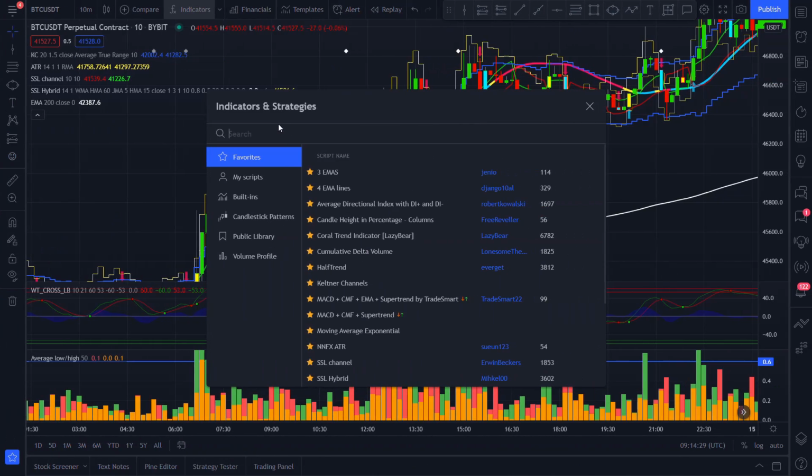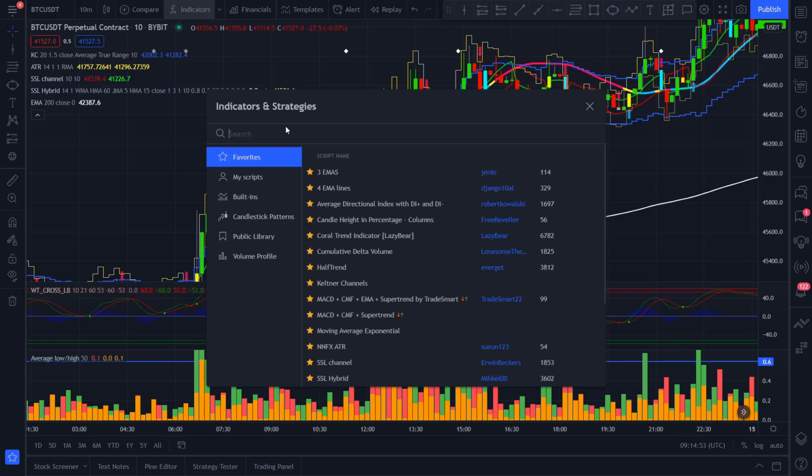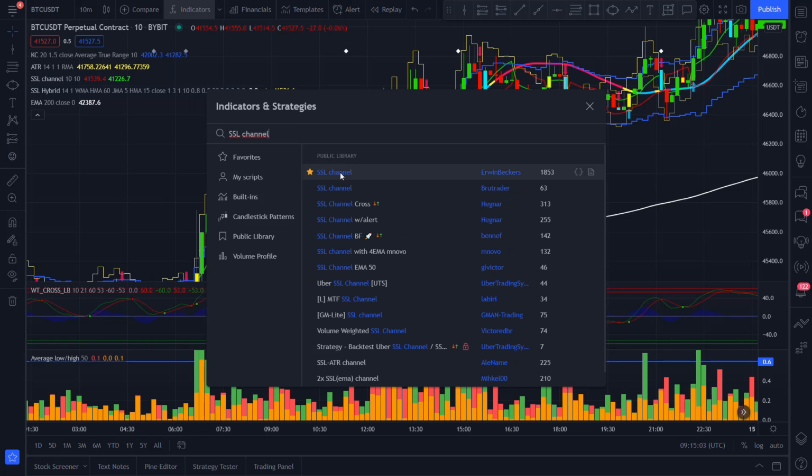As I said, for this strategy we are going to use 7 different indicators. The first 2 indicators are going to be our signal indicators. These indicators will give us the buy and the sell signal for the strategy. So the first one is going to be the wave trend. Type in wave trend, and we are going to use this one. The second one is going to be the SSL channel. It's going to be this one.